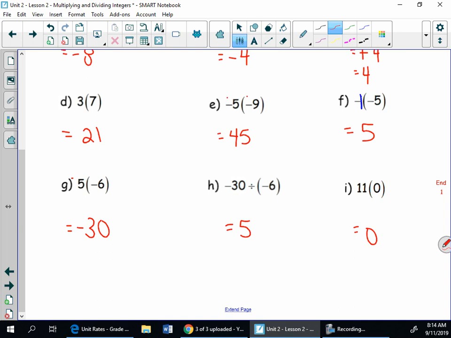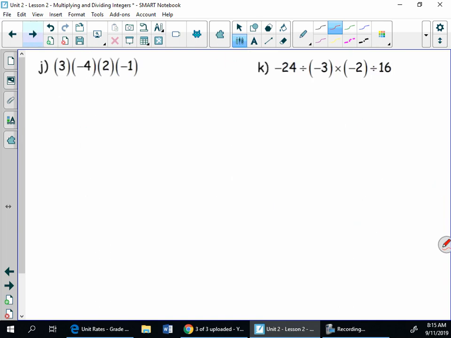Okay, there's a quick warm-up of integers. We talked about signs. Same sign is a positive. Different signs is a negative. Let's go to some more slightly challenging questions. Okay. 3 times negative 4 times 2 times negative 1. Well, what would that be? If I actually stop and look at the signs, I do the first two, I've got a positive times a negative. Well, that's a negative answer, and the answer comes out to 12. The rest will stay the same.